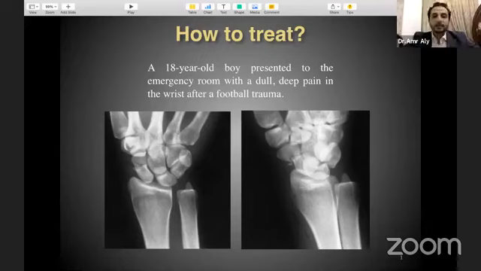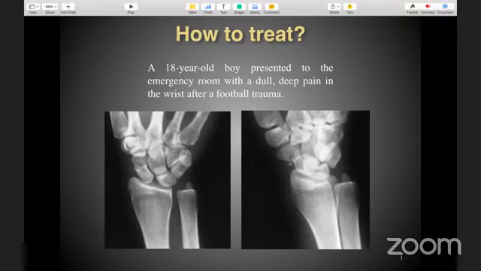I will present just a case. This is a case of an 18-year-old adolescent who was playing football and had a trauma from the football, hitting his wrist in extension. Afterwards, he had a dull, deep pain in the wrist, and he presented to me at the clinic with only these two views.